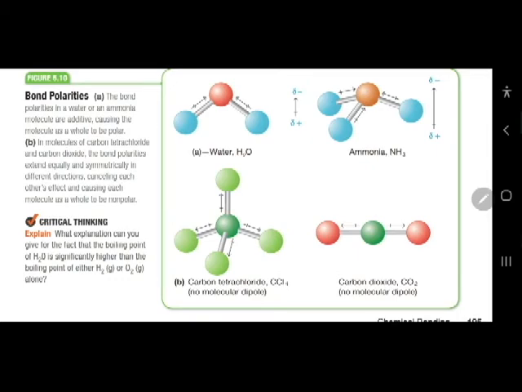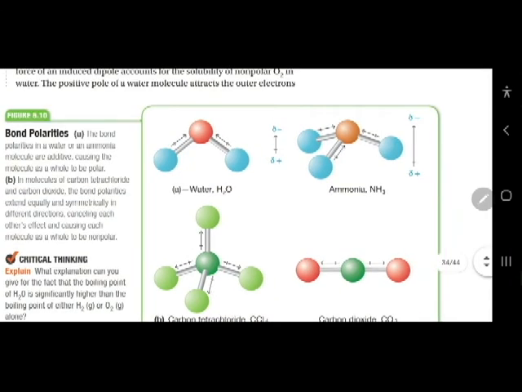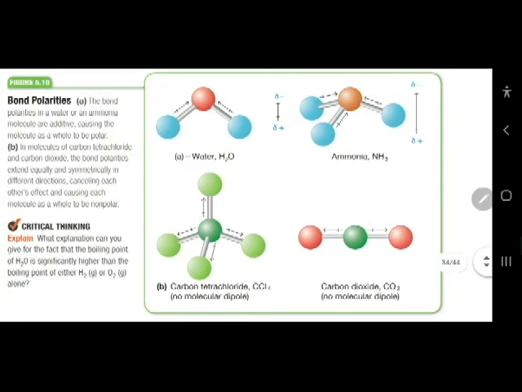So here, as you can see, guys, we have water, which is bent. So this is the side of polarity. So we have a net polarity, so water is a polar compound. Ammonia is the same. This is trigonal pyramidal, as you can see. So we have a polar compound. Here we are talking about CO2, carbon dioxide. As you can see, opposite direction. So they will cancel each other. So here we have a non-polar compound.